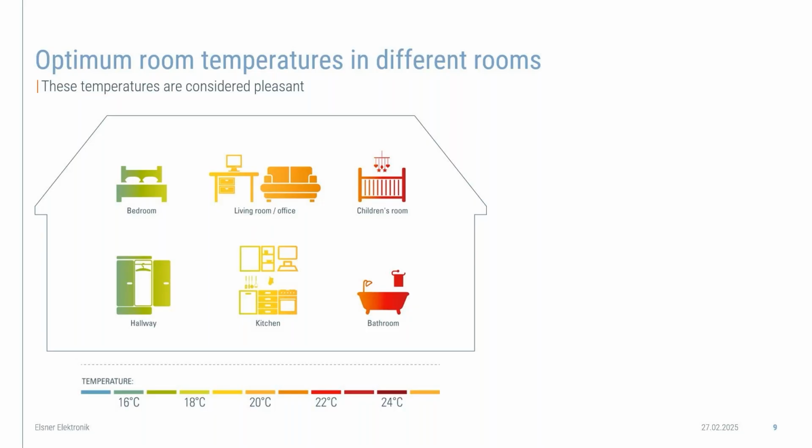So for example, in the living room or in the study, we have a temperature of between 20 and 22 degrees. If you look at the hallway or the bedroom, the temperature drops to between 16 and 18 degrees. That might seem a little low for some people, but according to several studies, this is actually the perfect temperature where you have the best sleep and the best recovery.